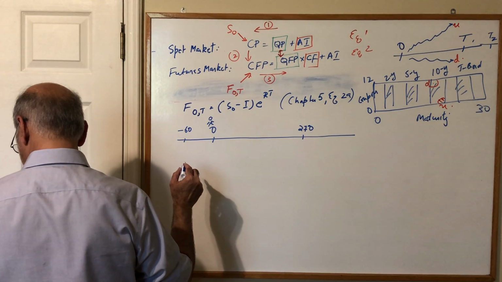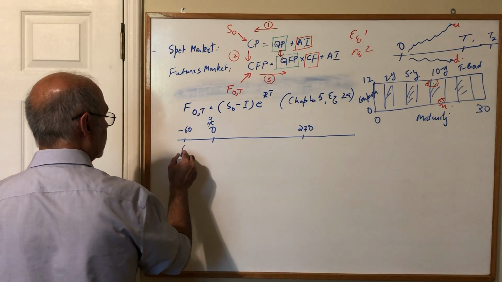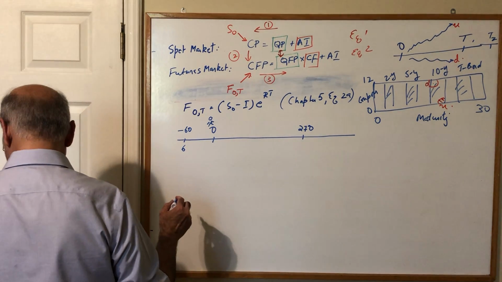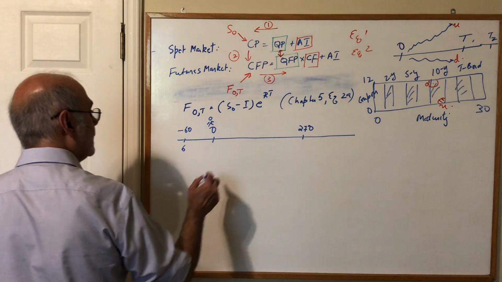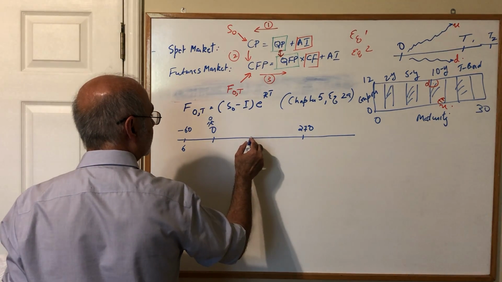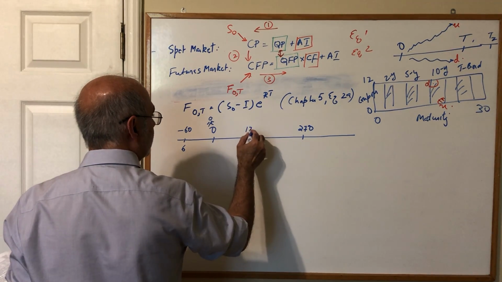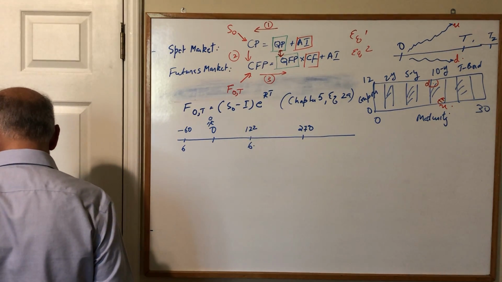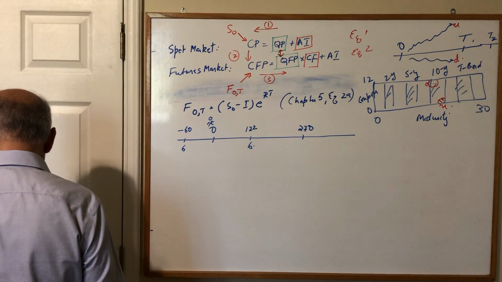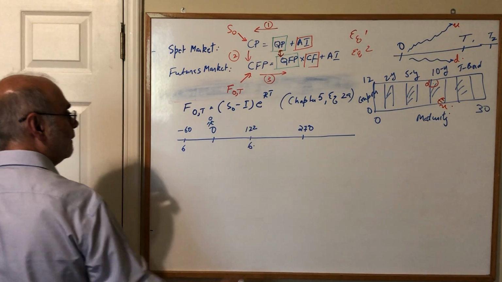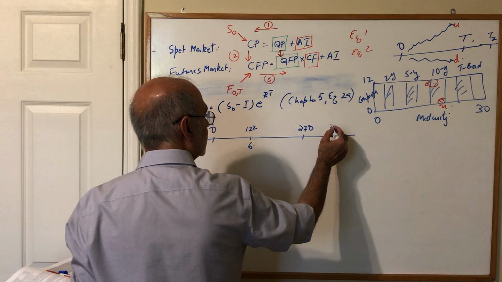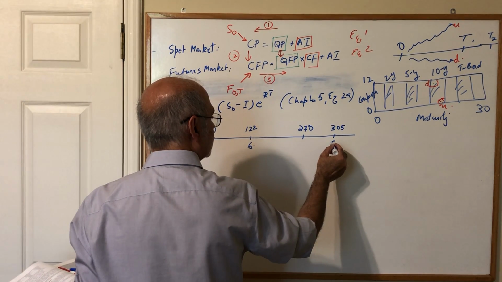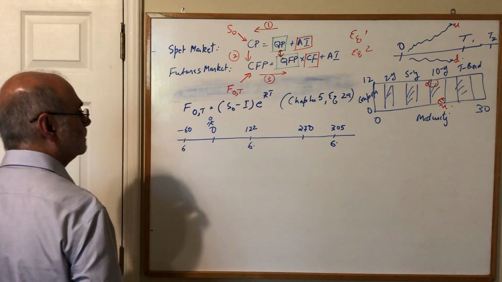And what is the coupon payment? It's a 12% coupon bond. So there's a coupon payment over here of 6. And it says that the next coupon payment will be in 122 days. So let's put 122 days. There's another coupon payment of 6 over here. And then there's another coupon payment in 305 days. That's another coupon payment over here.